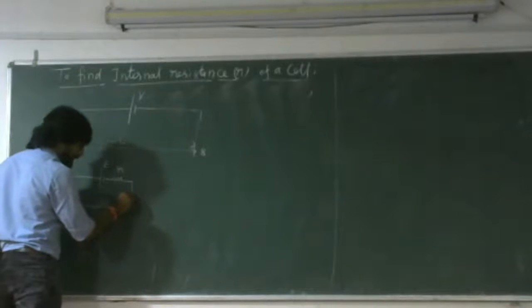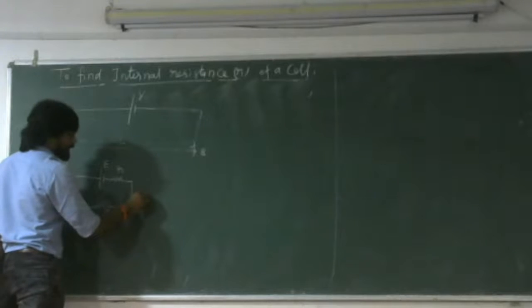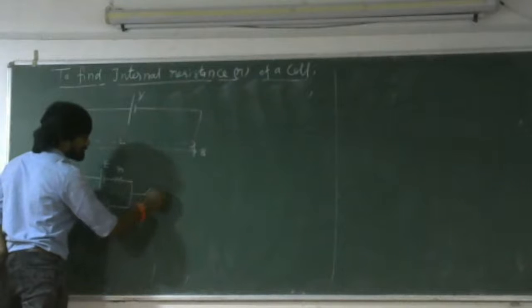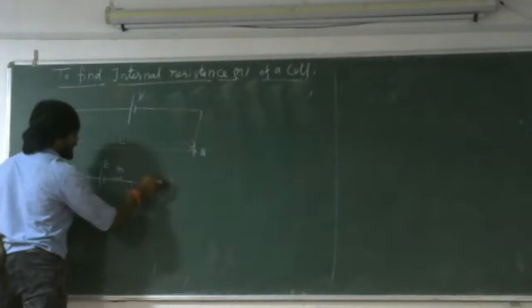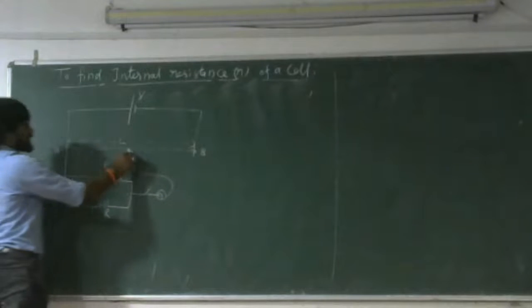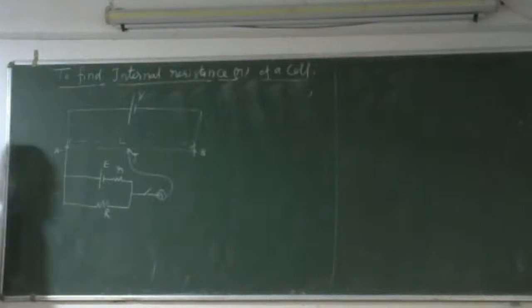This point or junction is connected to a plug key, and hence a galvanometer G, and hence to a jockey J. Is it clear, everyone?